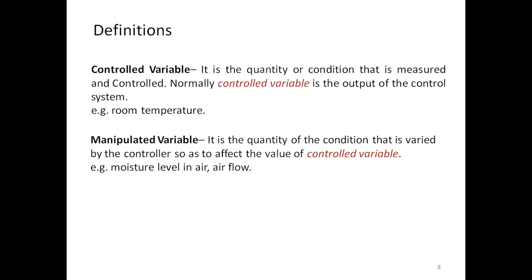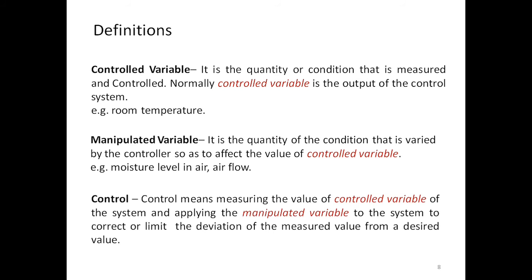Then manipulated variable. It is the quantity or condition that is varied by the controller so as to affect the value of the control variable. For example, here in case of air conditioner, airflow or moisture level in air. These are the manipulated variables.